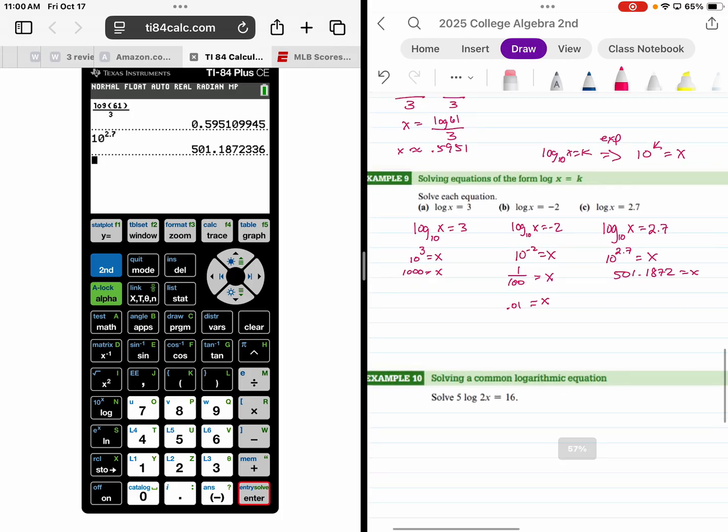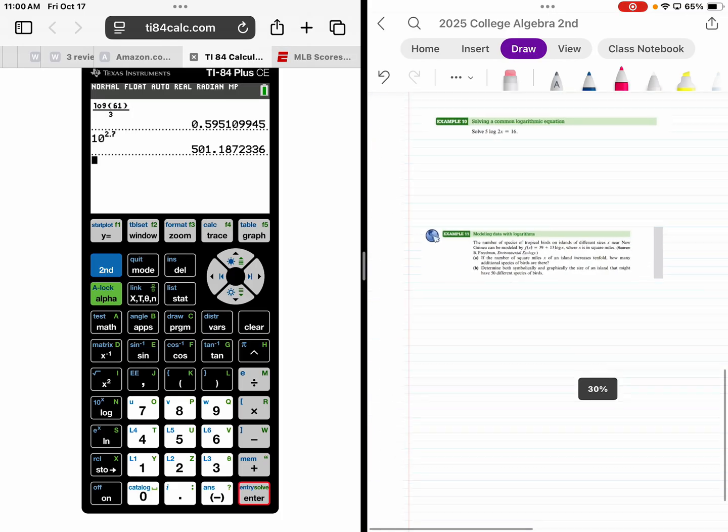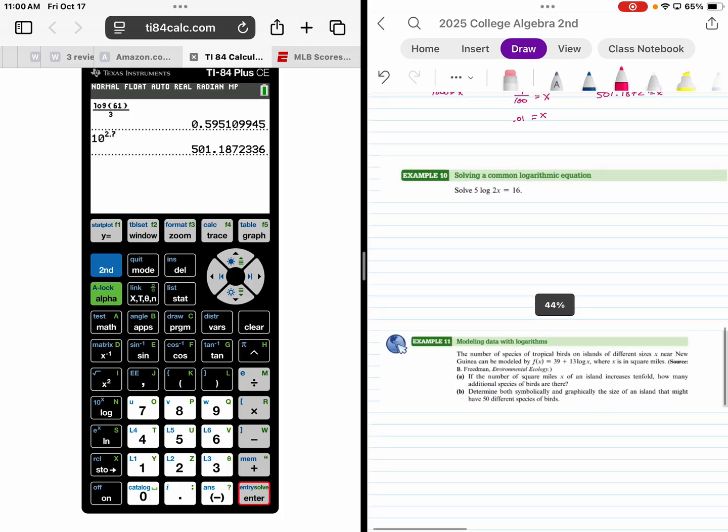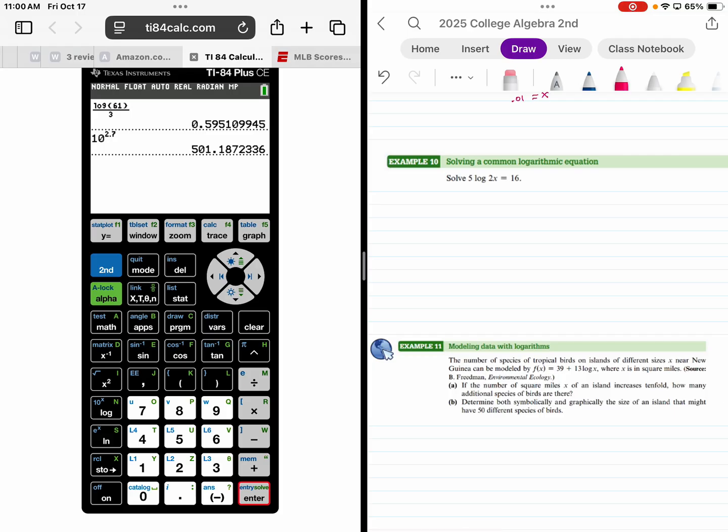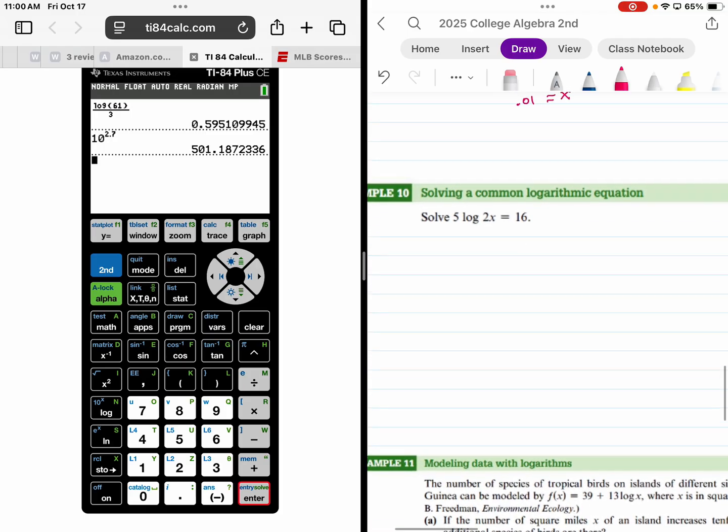All right. And a couple more. So we got one more easy one, it looks like. And then we have a word problem application. So, again, I still want to solve. The only difference is we got a multi-step problem here.